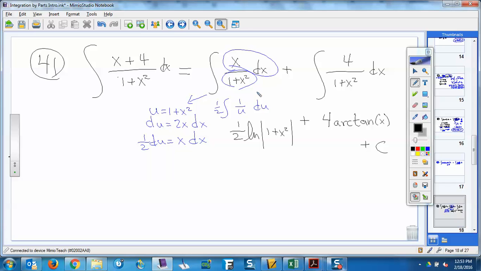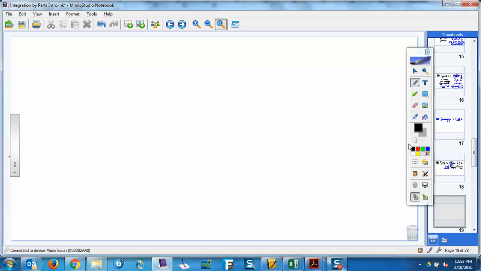Okay? Now, there's a very similar one here. Number 43. Let's talk about this one real quick. 43 says, the top is 2x plus 3 over, what's the bottom? In parentheses, it's x squared plus 3x plus 5, to the 4th power.